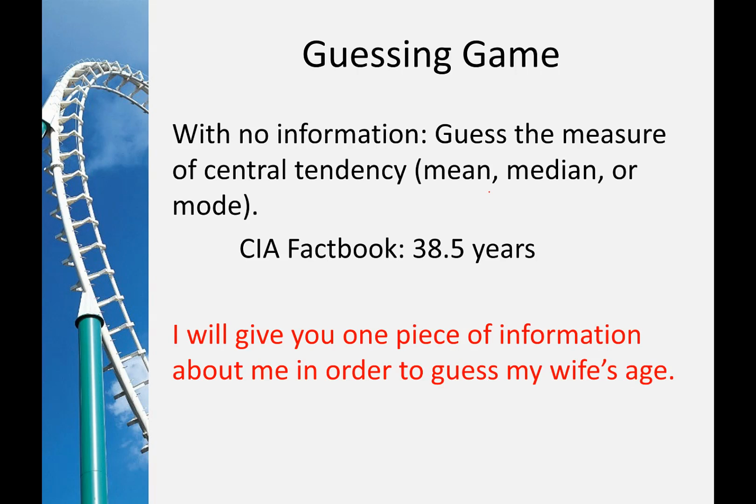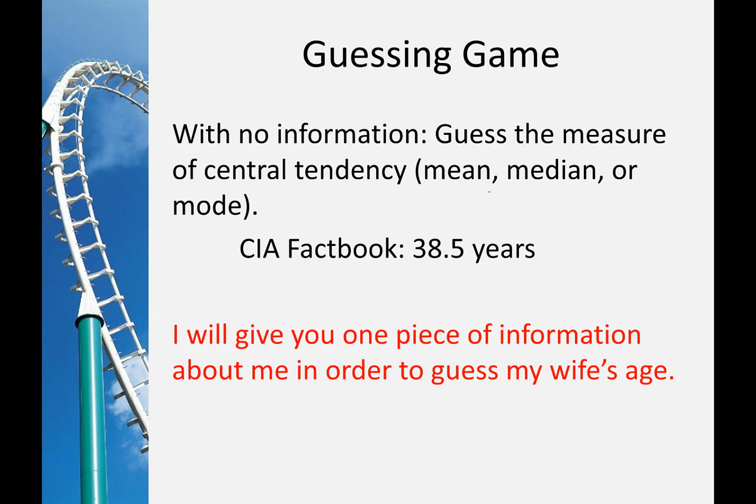With absolutely no information of who the person was, the best guess for you would have been not a number, but a statistic, the mean. And the guess, if you say the mean, according to the CIA fact book and whatever year I originally wrote this slide, the average age of a person in the world was 38 and a half years old. Okay? That's wrong. That's not the age of the person I'm thinking of. Close.